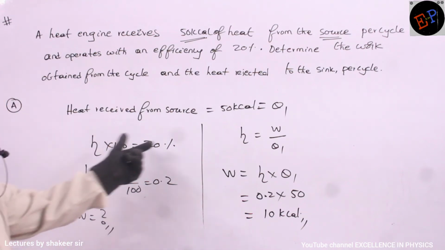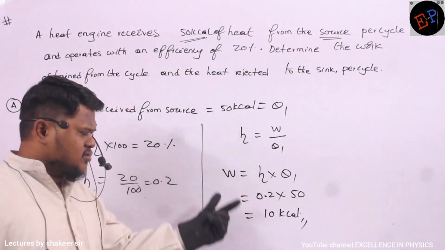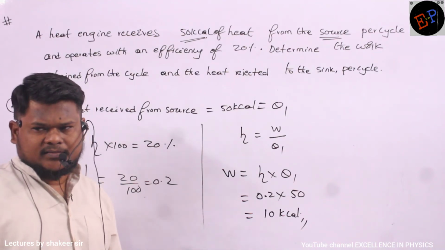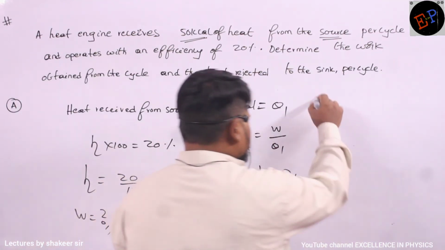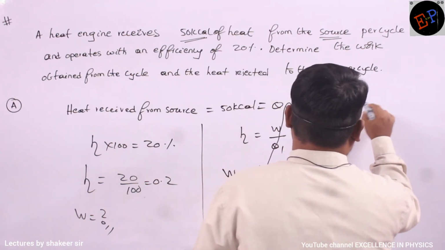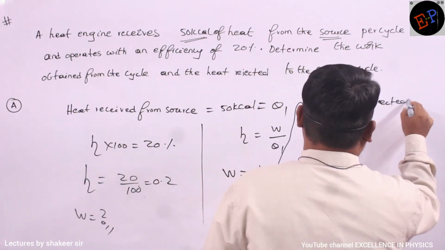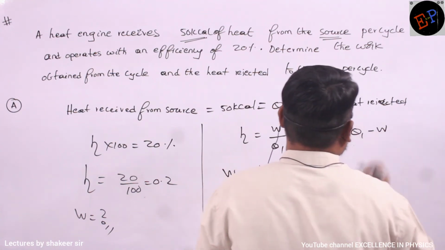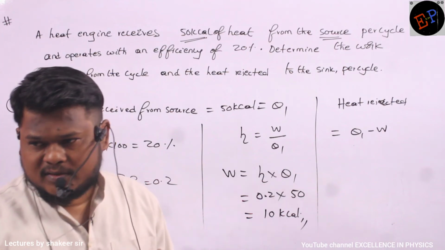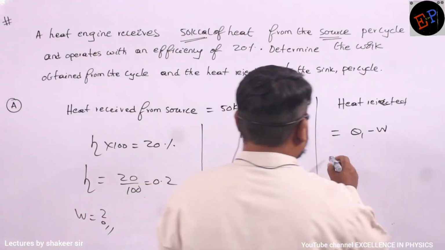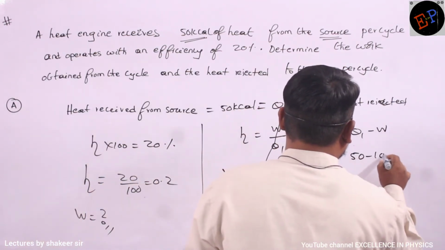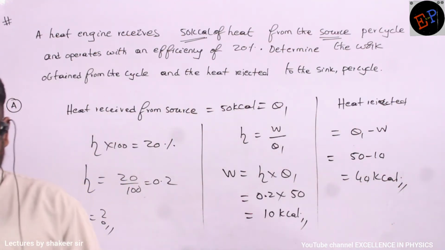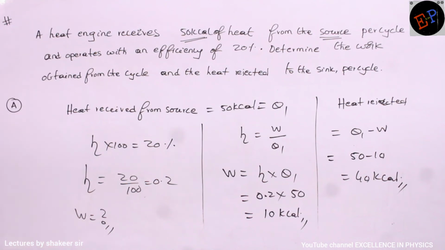It is receiving 50, but it is doing only 10 of work. It means how much energy is rejected to the sink? 40. So what is the formula for heat rejected? It equals Q1 minus W. This is the heat rejected to the reservoir, the sink. So it is 50 minus 10, which equals 40 kilocalories. That is our answer. Understood? Very, very simple.